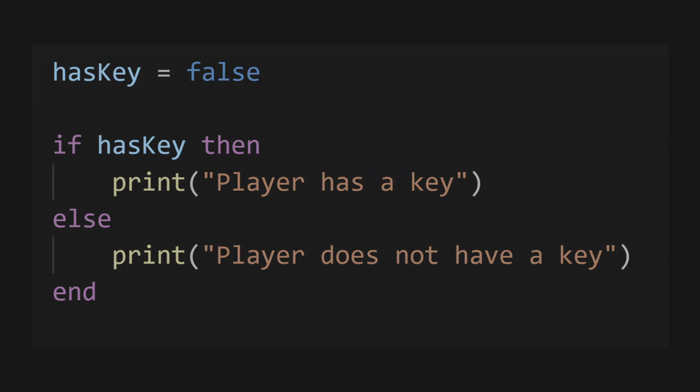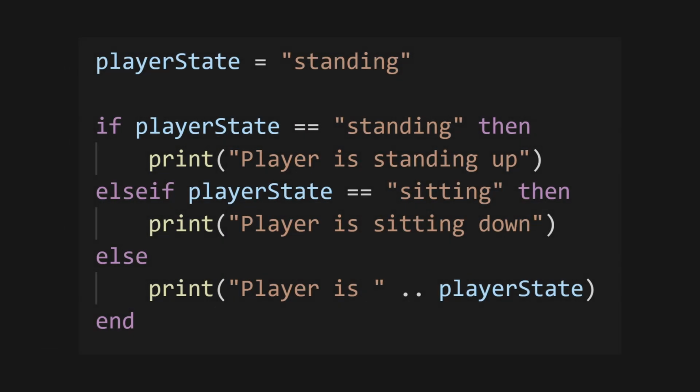Let's say you want to check multiple conditions. We can do that with else if statements. Let's create a variable player state and set it to the string standing. Then we can write an if statement to check if the player state is equal to standing. And if that condition is true, we can make a print statement. However, we can also check if player state is sitting using else if, and then we can print that instead.